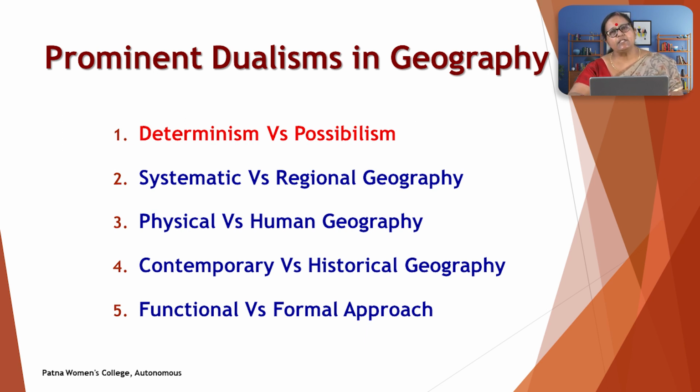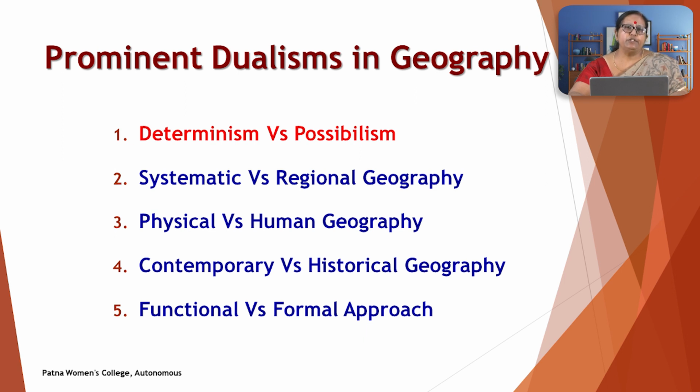Second field is methodology. Methodology, the way geography is studied, the way geography is learned, the way geography is taught. So within the framework of broad methodology, dualism was prevalent. And the third field was the branches. Now, as geography grew as a subject, it bifurcated into various branches, and often conflicting ideologies emerged regarding the supremacy or importance of the branches.